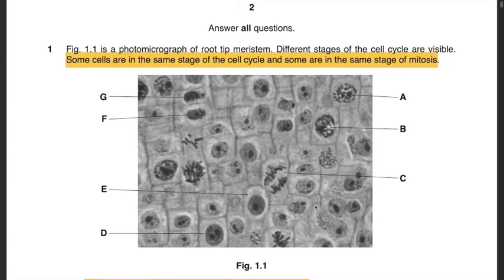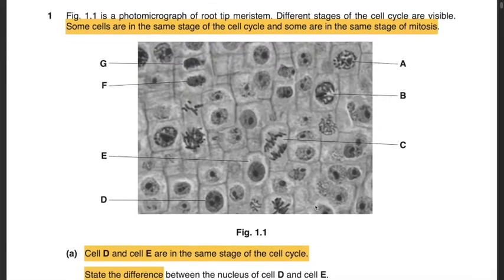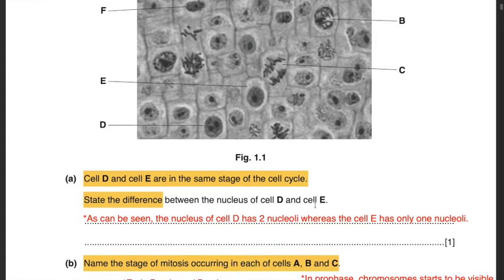Question 1. Figure 1.1 is a photomicrograph of root tip meristem. Different stages of the cell cycle are visible. Some cells are in the same stage of the cell cycle and some are in the same stage of mitosis. Part A. Cell D and cell E are in the same stage of the cell cycle. State the difference between the nucleus of cell D and cell E.